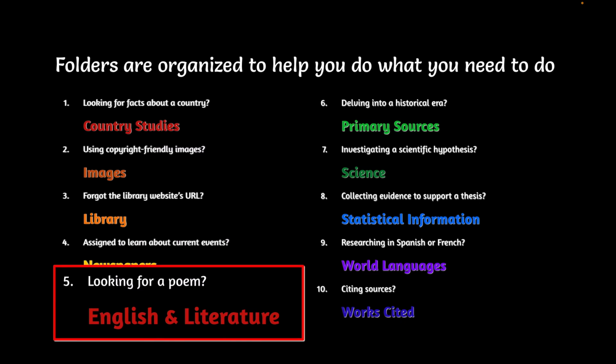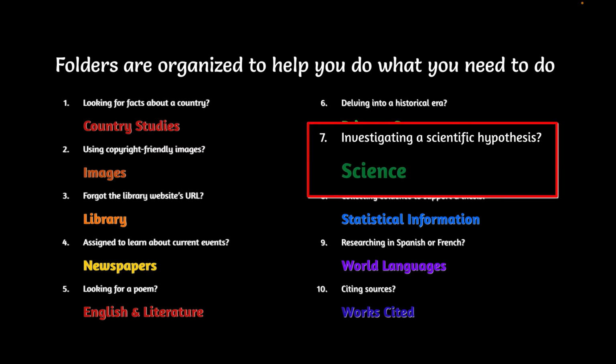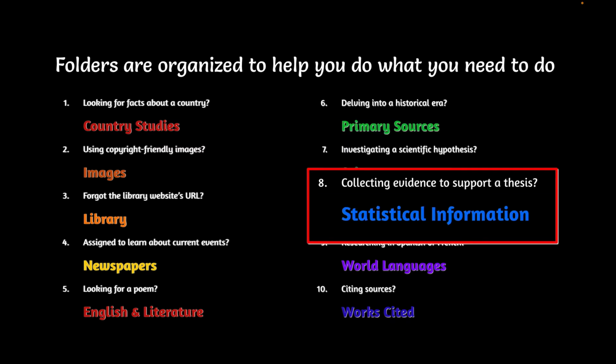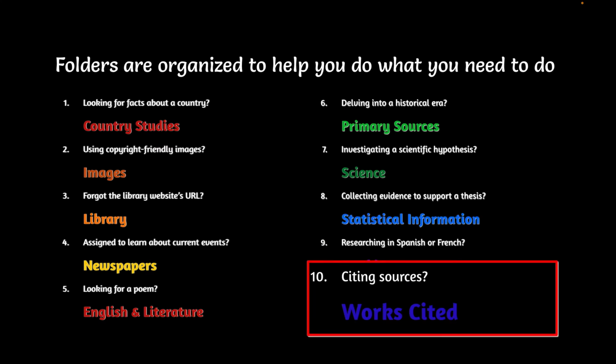If you're looking for a poem, we have that in English and literature. If you're delving into a historical era, there are primary sources. There's a folder for that. If you're investigating a scientific hypothesis, go to the science folder. If you're collecting evidence to support a thesis, try statistical information. If you're researching in Spanish or French, try the world languages folder. And if you're citing sources, oh my goodness, do not forget this one. There is a works cited folder. So it's all about what you're doing, and it should meet your needs across disciplines.